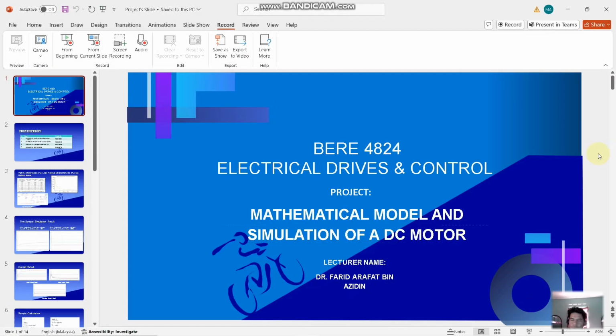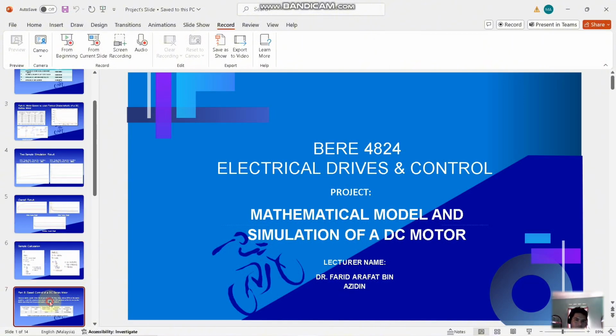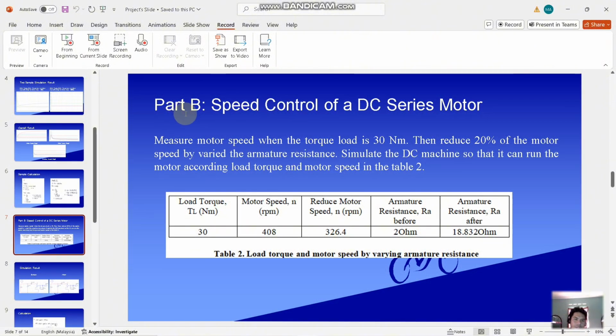My name is Muhammad Akif bin Muhammad Ismadi. Today I would like to present our project, mathematical model and simulation of a DC motor. For my part, I will present part B, speed control of a DC series motor. For this project, we measured the motor speed when the load torque was 30 Nm. Initially, the motor ran at a speed of 408 rpm with an emitter resistance of 2 ohms.